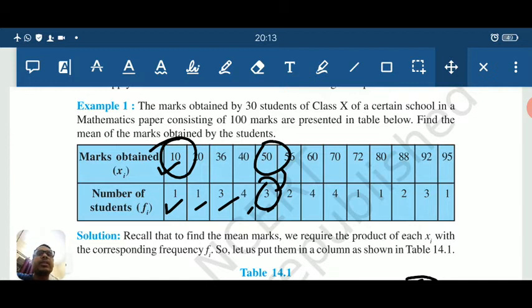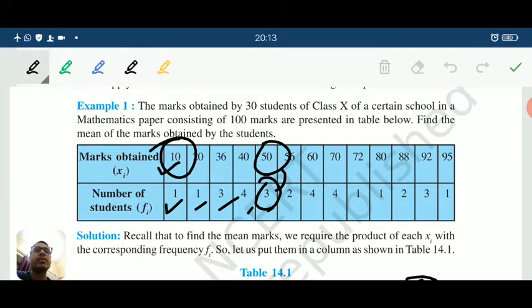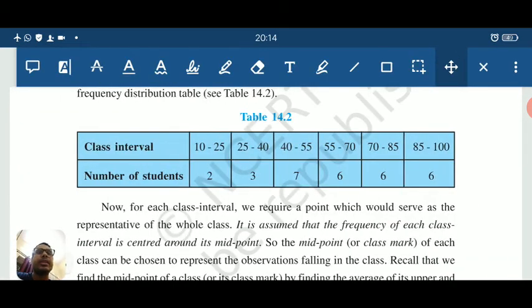So 10 marks is 1, 20 is 1. So next is 36. So 36 will not be considered in that class interval, that is 10 to 25, because 36 is more than 25, so we will not be considering that. So the number of students falling in that category is 2, 1 plus 1. Okay, so that becomes 2. So the same thing is given here, 10 to 25 is 2.